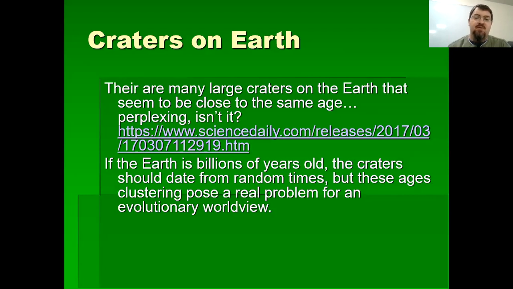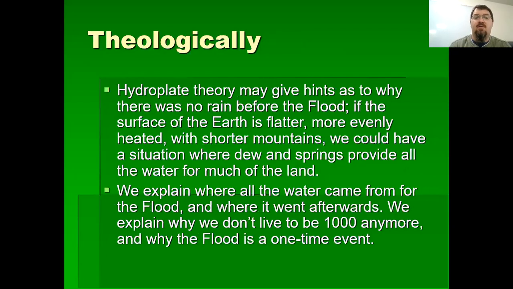So if the Earth is billions of years old, of course, you would expect craters to be randomly distributed and from random times, perhaps clustered. You might find more craters during the early Earth as a bunch of junk from space is slamming into us, but we don't find that. We find most of the craters coming from a similar age, particularly the largest ones.